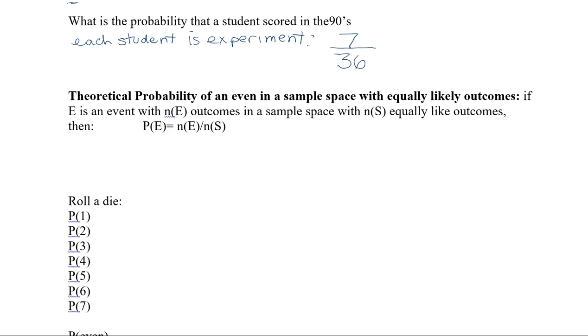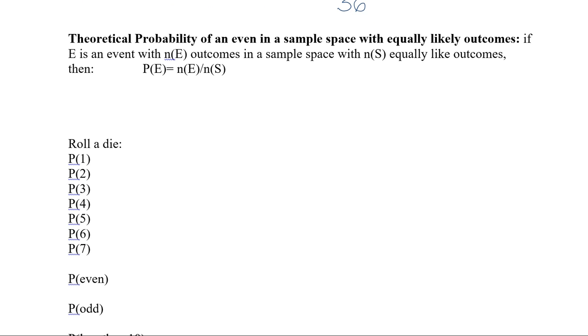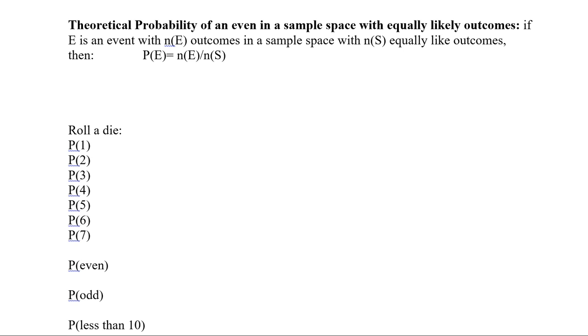Now, in addition to the idea of experimental probability, we look at theoretical probability of an event in a sample space. And this is when each outcome is equally likely. If E is an event and N of E is the number of outcomes in the event, and N of S is the number of outcomes in the sample space, then the probability of the event is equal to the number of ways the event can occur over the number of outcomes in the sample space.